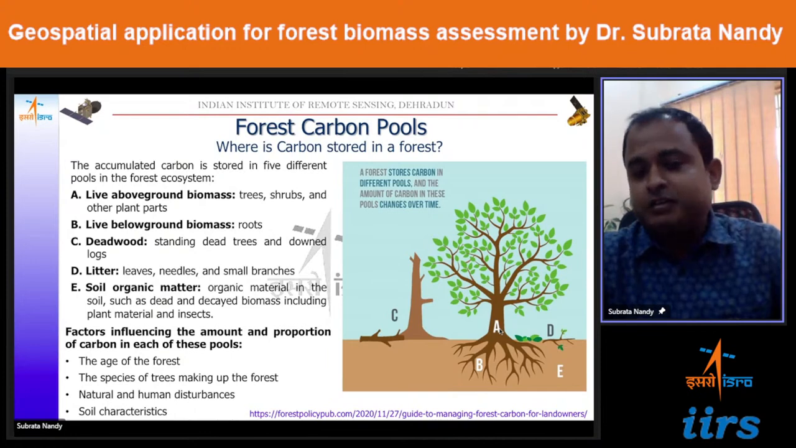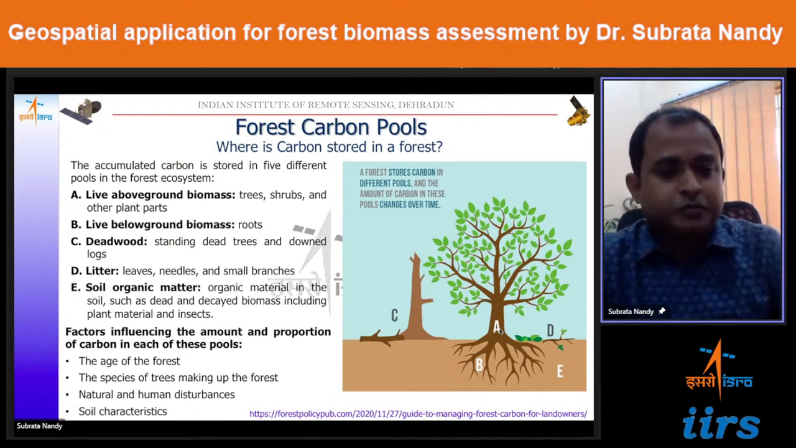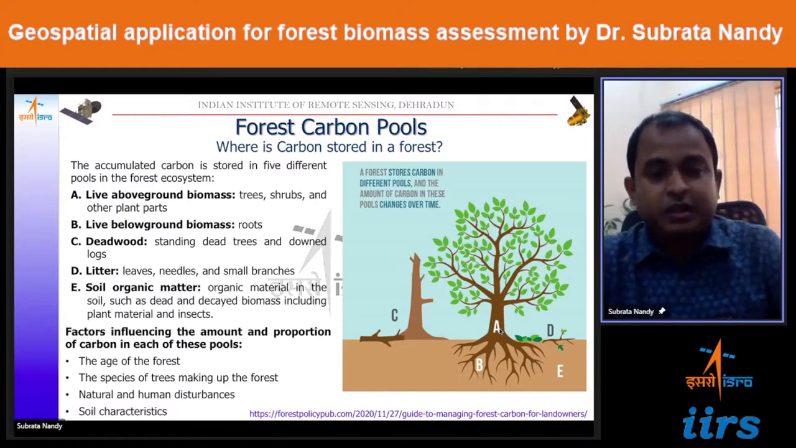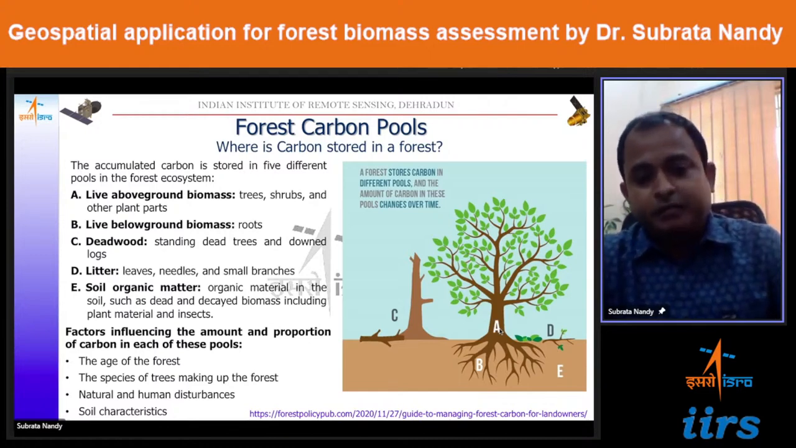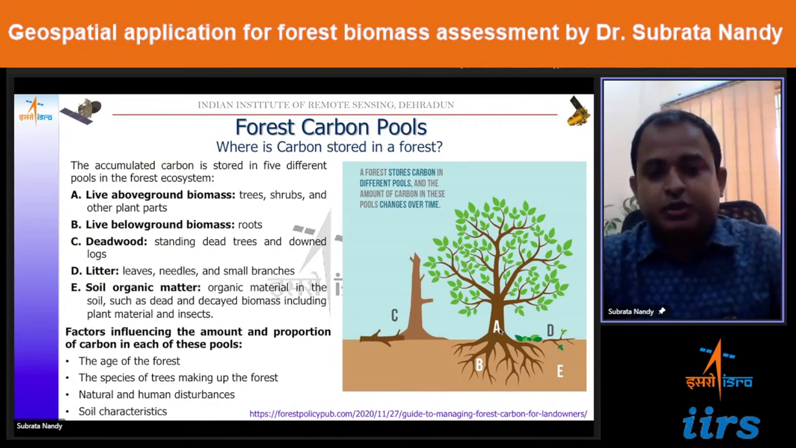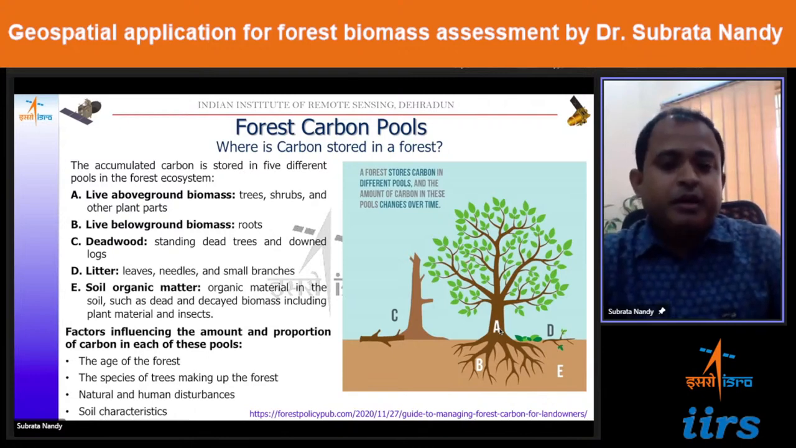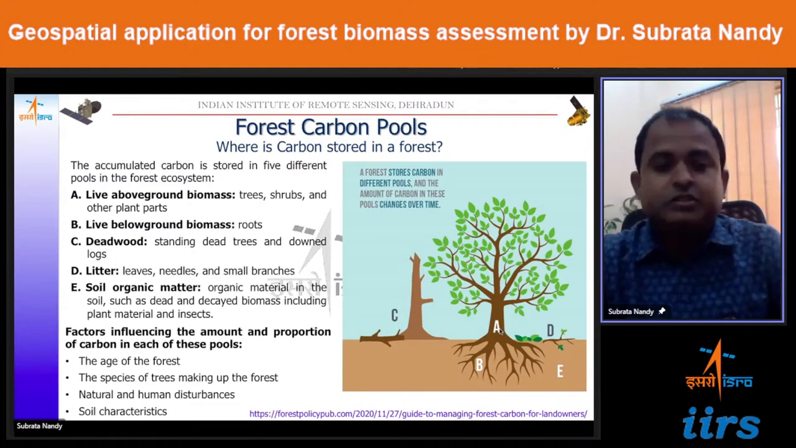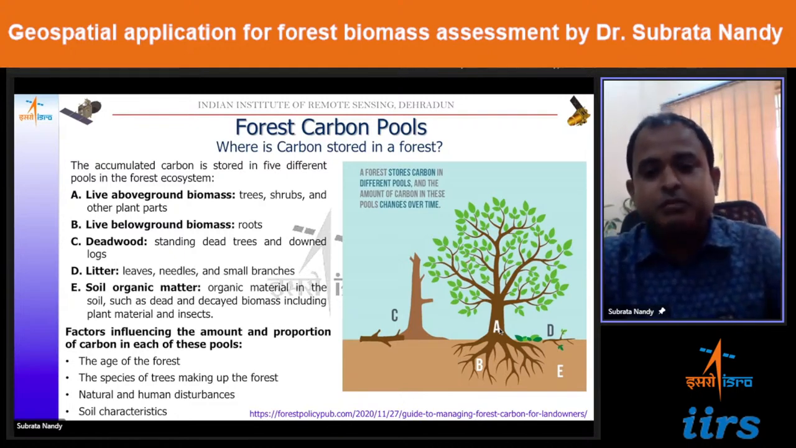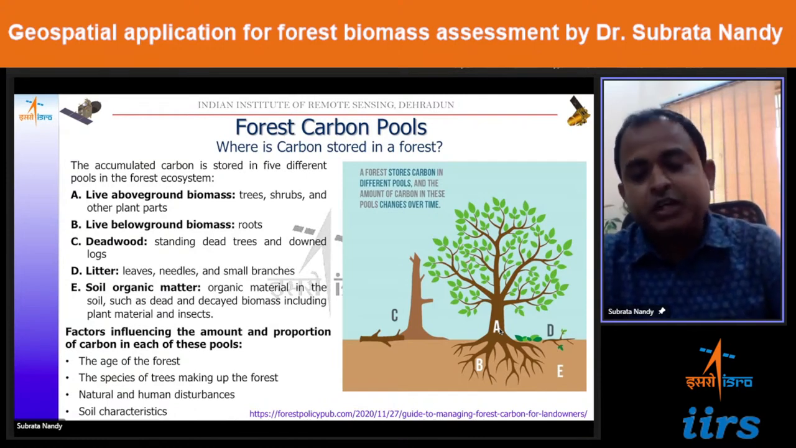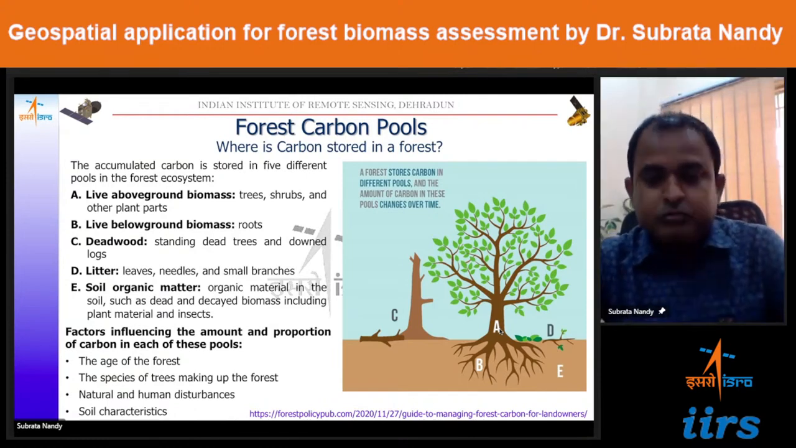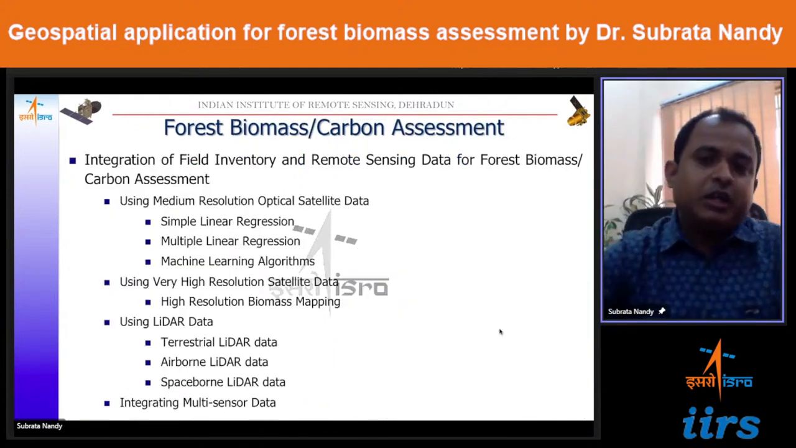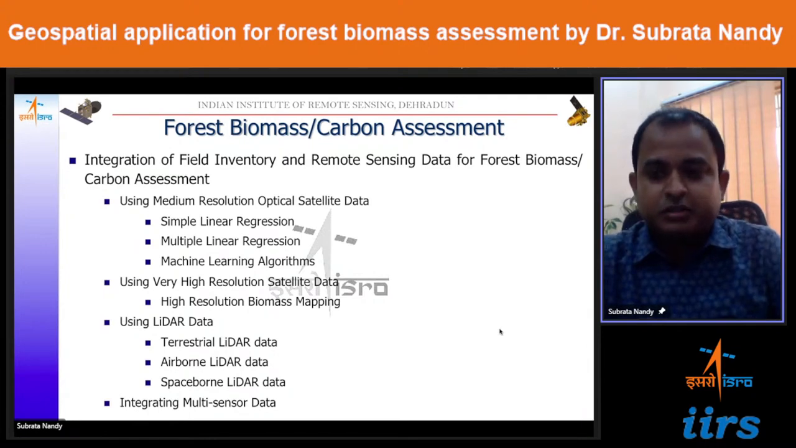And we know that the factors which influence the amount and the proportion of carbon in each of these pools are the age of the forest and the species composition. With different ages, the biomass will vary. Biomass will vary in different forest types, and in a natural forest, due to natural or human disturbances, the biomass or the carbon proportion will also vary, and it will also vary with the soil characteristics. This is what I'll be talking about in this lecture.